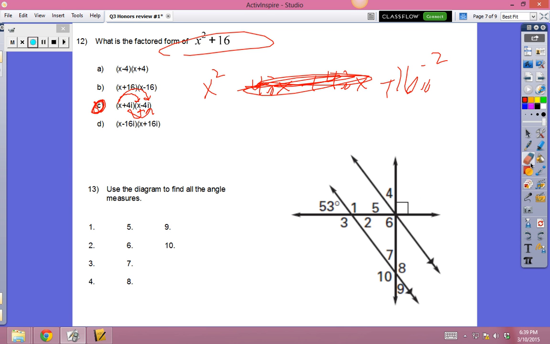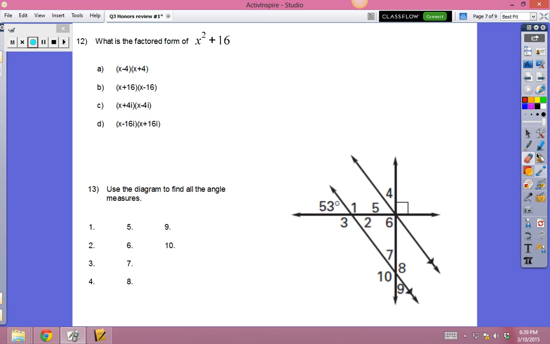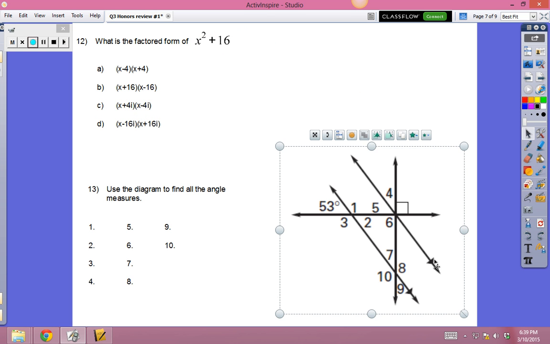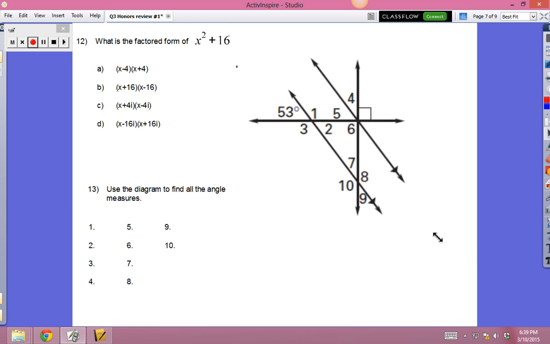Mine is going to be easier because I have the option to enlarge this, and these are a lot easier to do if they're huge.